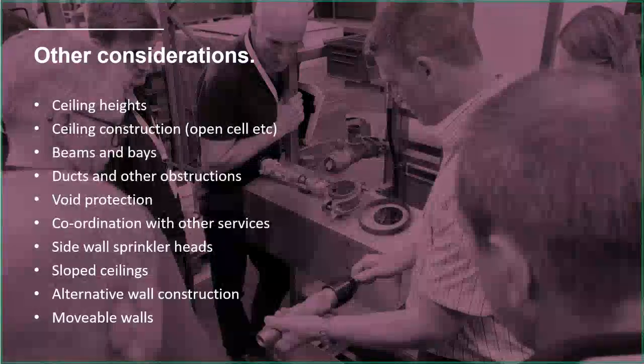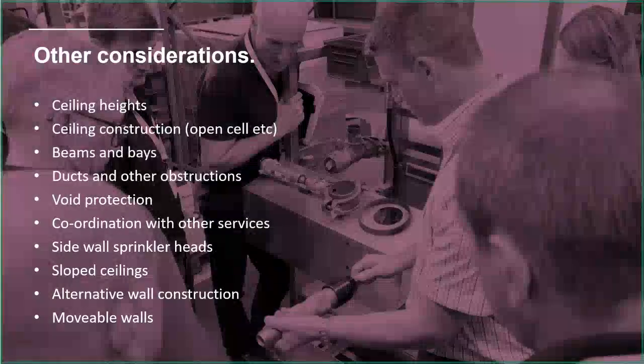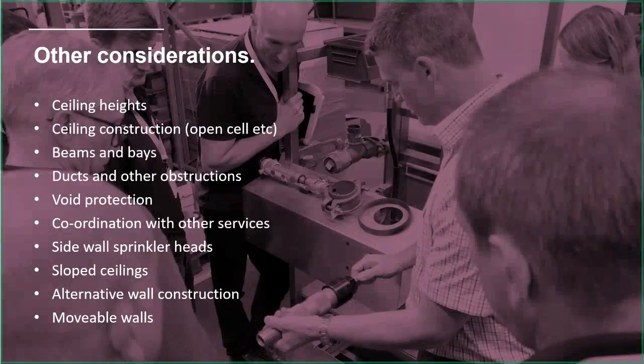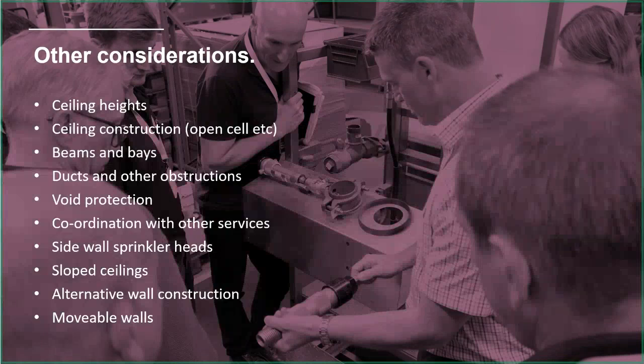Coordination with other services. Sidewall sprinkler heads, which we haven't mentioned, can also be used. Sloped ceilings, again, complicate things somewhat. Alternative wall constructions: sometimes we want to go less than half spacing to the walls, if we've got walls that are not the normal construction. And movable walls, which is a good one.